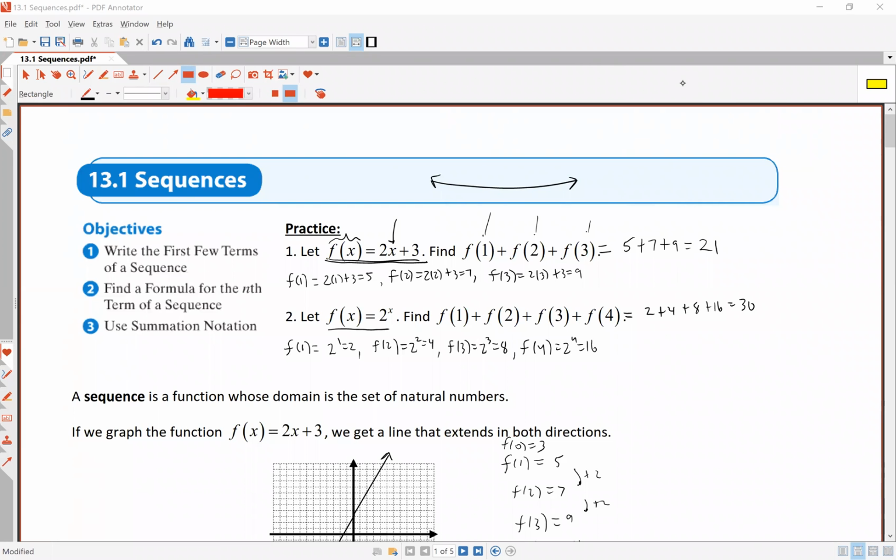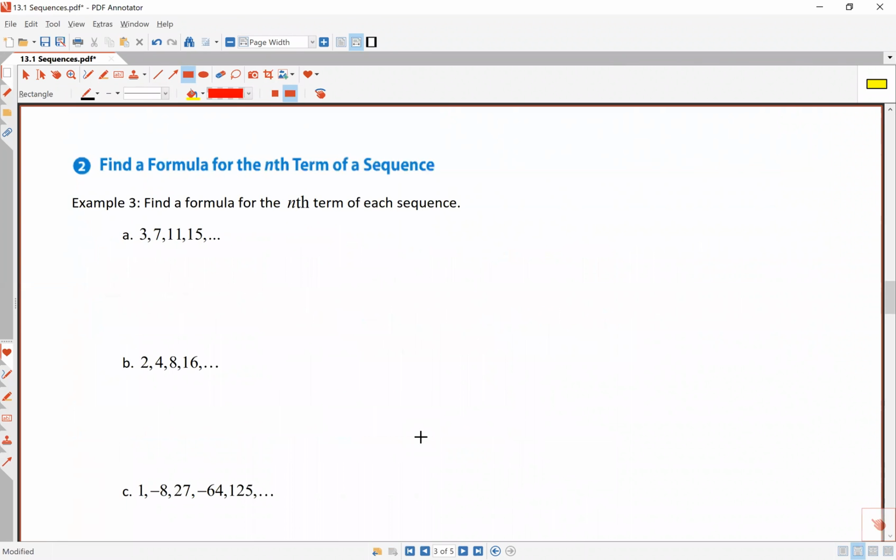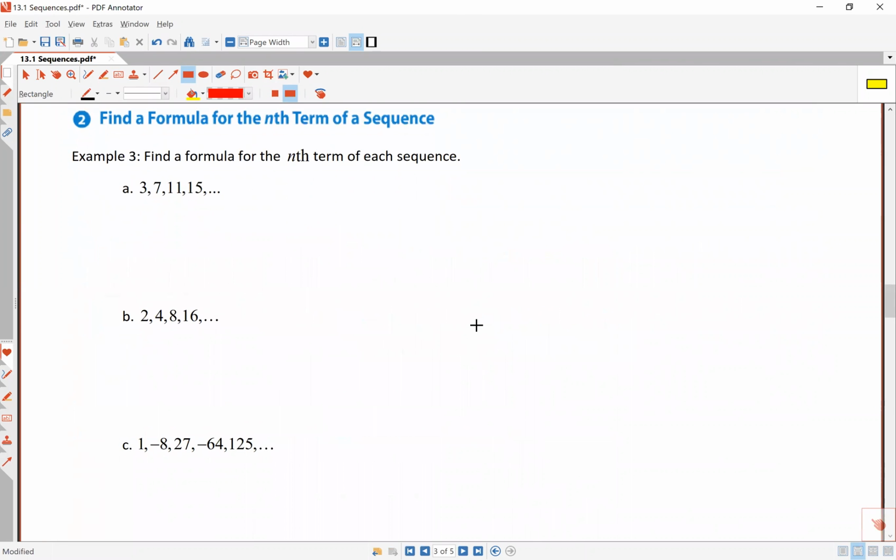This video covers section 13.1, Sequences, objective 2: find a formula for the nth term of a sequence. Finding a formula for the nth term of a sequence requires us to find the pattern in the numbers. The 3, to the 7, to the 11, to the 15.